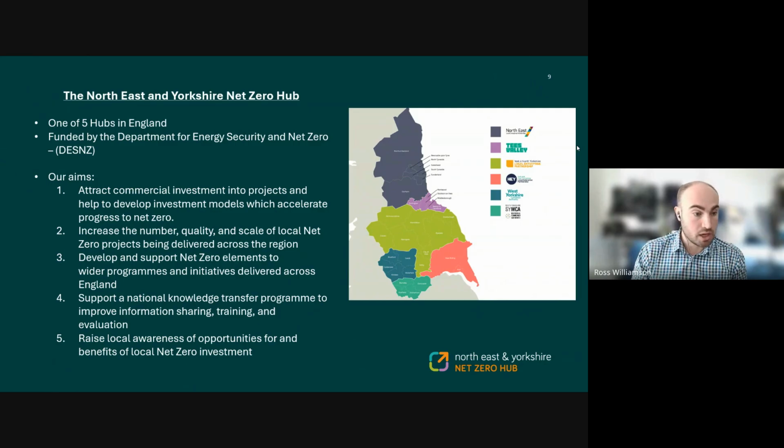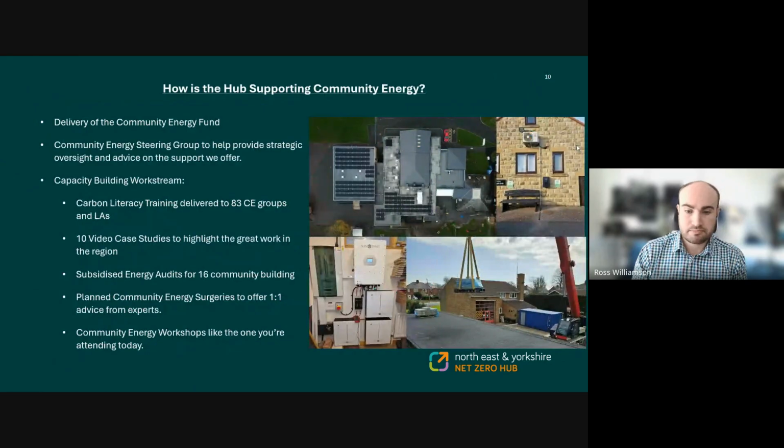So we're aware that community groups probably have limited bandwidth for the amount of projects they can pursue. So it's really important to lessen the barriers to encourage those projects to be community energy projects and really share what the benefits of those are. Next slide, please. These are some of the ongoing projects of the hub.